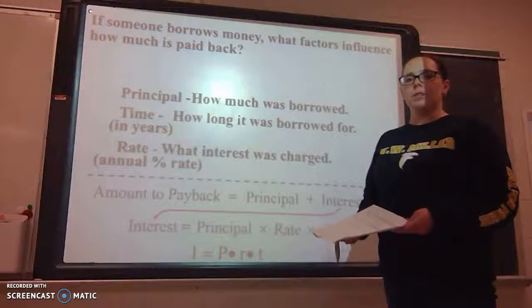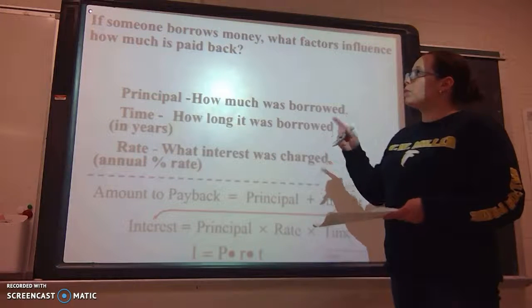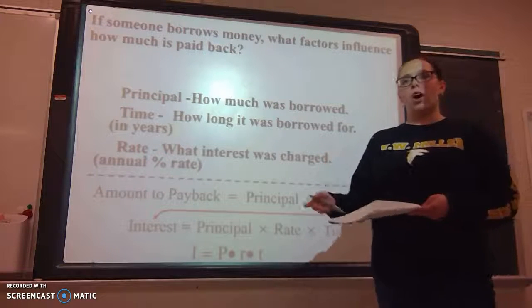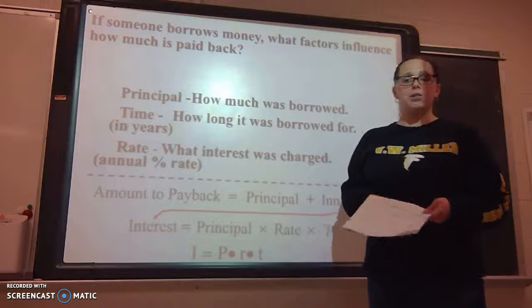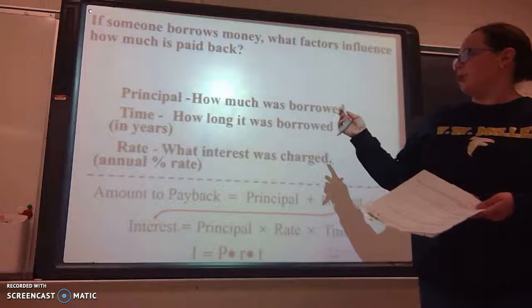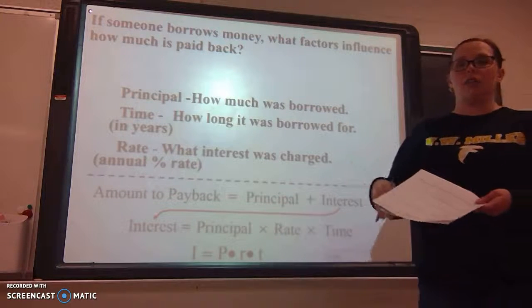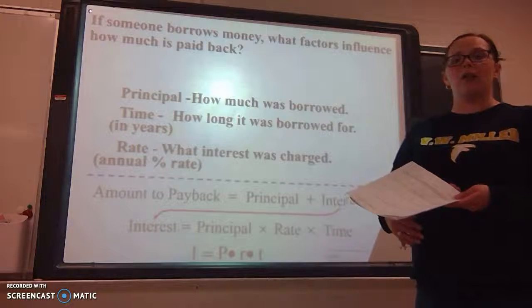So today we're learning about simple and compound interest earnings. If someone borrows money, say you're buying a car or a house, what factors influence how much is paid back? First of all, the amount of money that you borrow is the principal, and that's obviously going to determine how much money you owe. Also the time, how long it was borrowed.